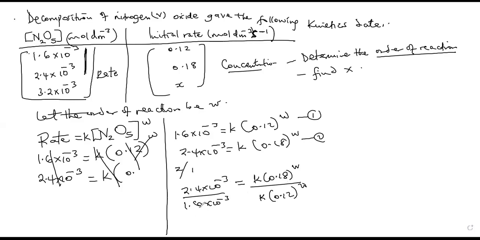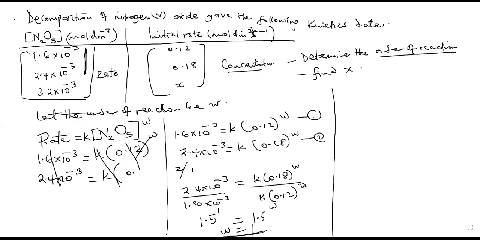So when you divide this, it will be 1.5 is equals to, the K will cancel, and this one will also be 1.5 power W when you divide here. So this is like 1.5 power 1. So when you compare, our W is 1. So the order of reaction with respect to nitrogen 5 oxide is 1.